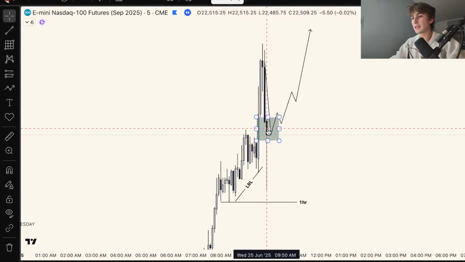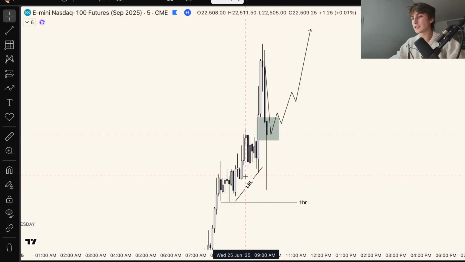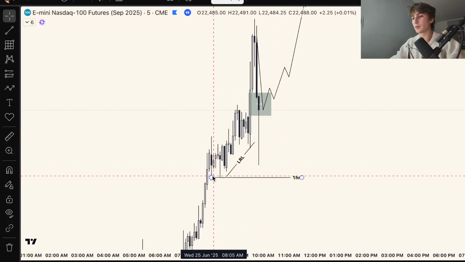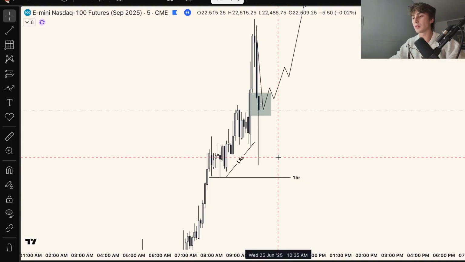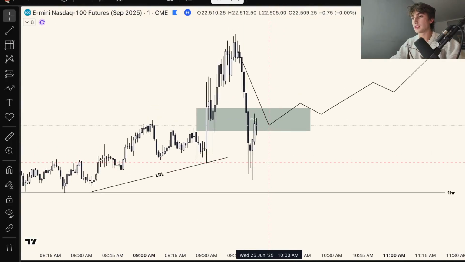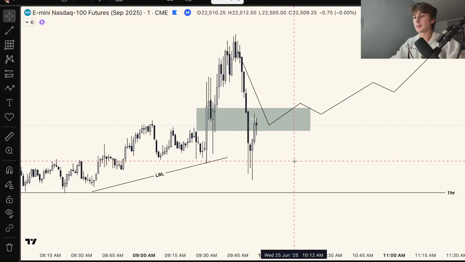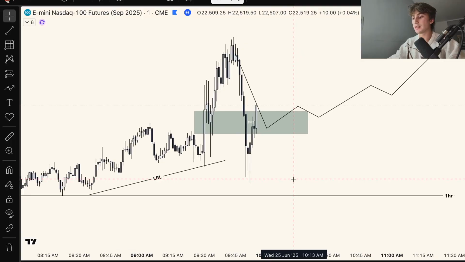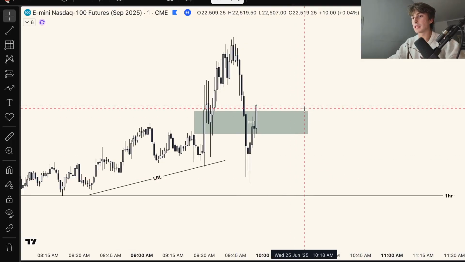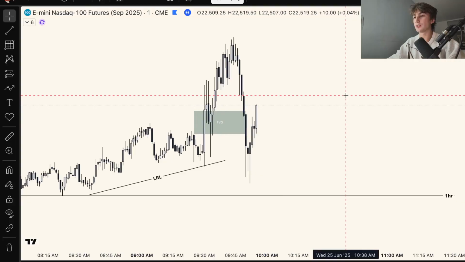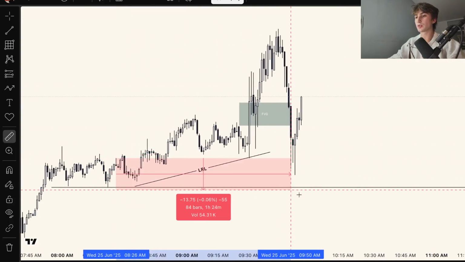We hit this 5 minute, and then we kind of displaced through it. We took out some of this LR, but we still have that overall objective, which is that unfilled 1 hour below. And so I see, okay, that 5 minute kind of just got ran through, but it's still getting respected. Is there anything else I can base my condition off to understand this next draw on liquidity more, whether or not we want to go towards this 1 hour?